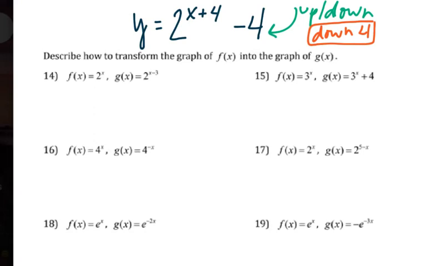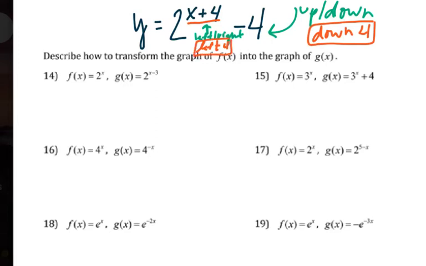So back number moves it up or down. A number up here with your x moves it left or right. Left slash right. So in this one here, it's always the opposite of the sign when it's with the x. So this would go left 4.